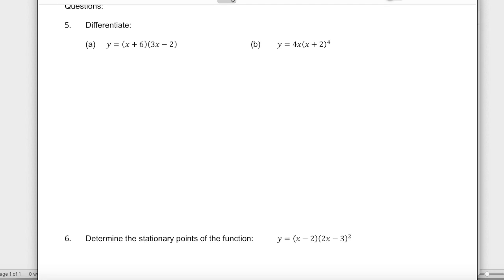Okay, the solutions to question 5a. Looking at this, we've got two expressions multiplied together. So when we do the derivative, we're going to write the first, derivative of the second will be 3, plus write the second times the derivative of the first, which is 1. So we could simplify this as 3x plus 18 plus 3x minus 2. So we've got 6x plus 16.